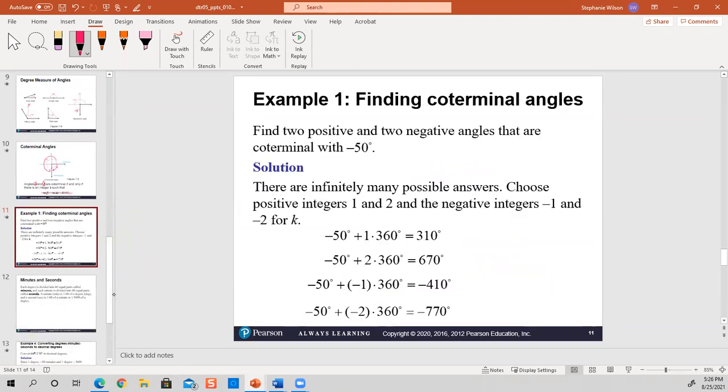So here's an example. Find two positive and two negative angles that are coterminal with negative 50 degrees. It says there are infinitely many possible answers. Choose positive integers 1 and 2, and the negative integers -1 and -2 for k. So I'm going to pick some points. I'm going to pick when k is 1, k is 2, k is -1, and k is -2. We're going to plug it in, right, in each formula.